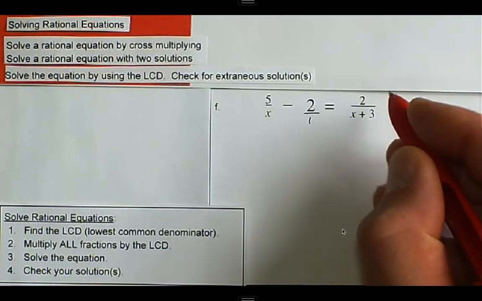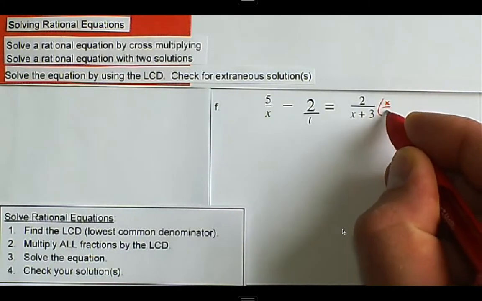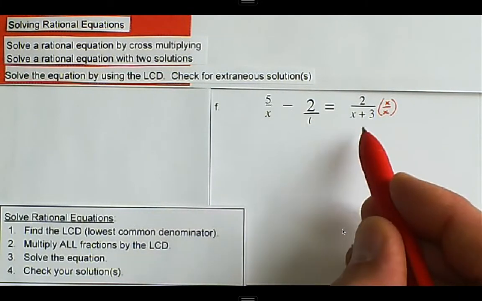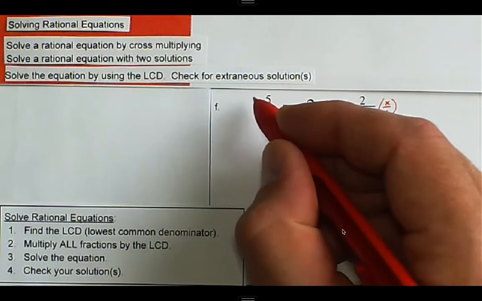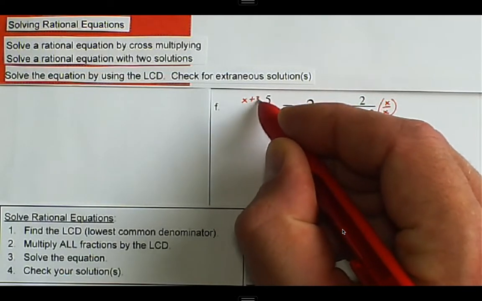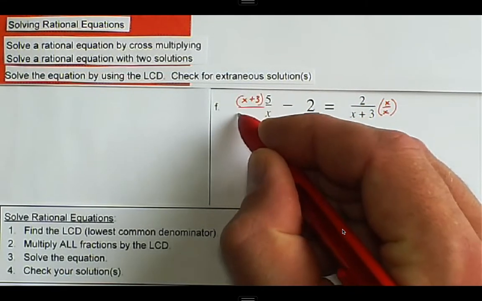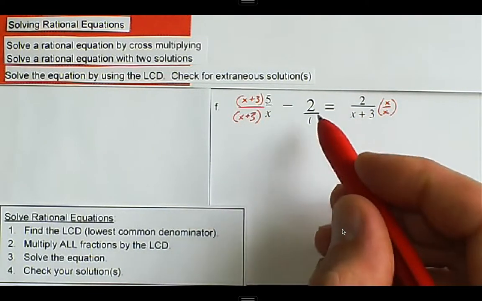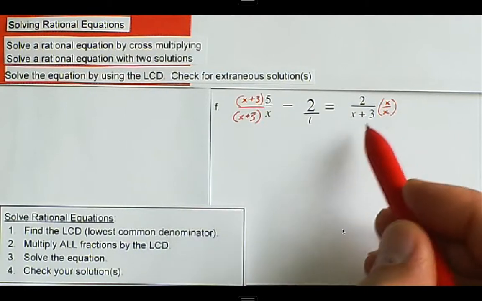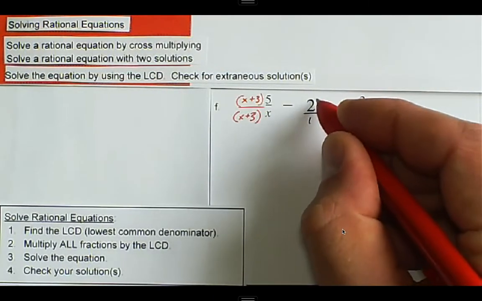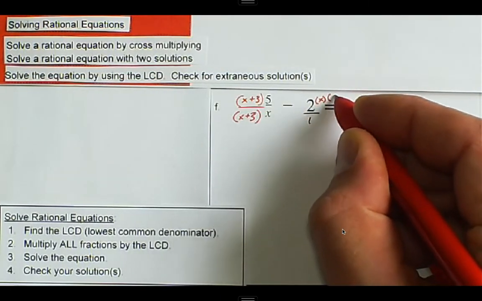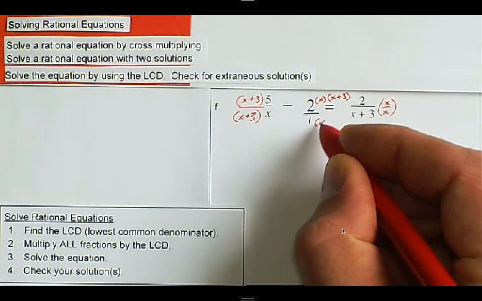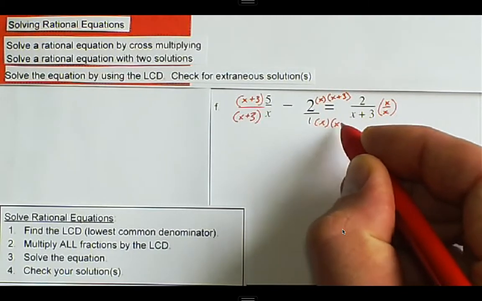So what's missing here? We're missing an x, so we're going to multiply by x over x. Over here, we're missing the x plus 3, so we're going to multiply by x plus 3 over x plus 3. And in the middle, we're missing both, so we're going to multiply by x times x plus 3, and in the denominator as well, x times x plus 3.